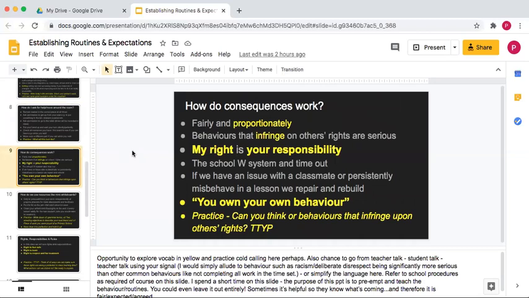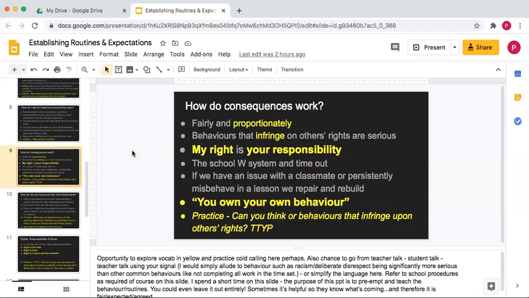Okay, then we move on to consequences. Now, you might not want to get into this at this particular stage. I've found it to be particularly useful, so that it's very clear that consequences are proportionate, they're fair, and obviously you might want to talk about the school system at this point. Yellow words there may need explaining as vocabulary. Perhaps you could think of some synonyms, antonyms, if you want to be really clever, and so on, or some tier 1 words that students would know.